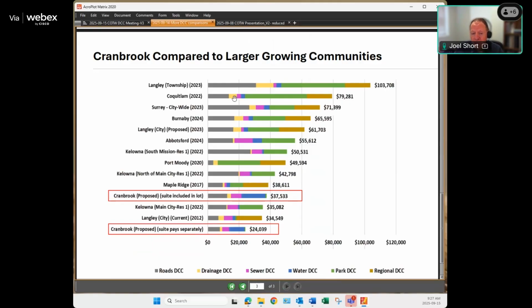As a matter of fact, it could be more expensive. Anyways, when you look at that comparison, you can see that places like Langley and Coquitlam and Surrey and Burnaby have DCCs that are much higher, 65, 70, and Langley, which is the highest one I know of in BC, over $100,000. Even Kelowna depends on where you are. They've got the South Mission area, and then the main area. South Mission's more like 50,000. Main area is more like 42,000.